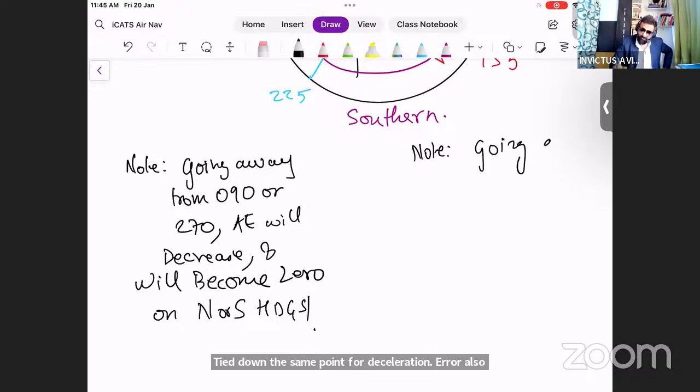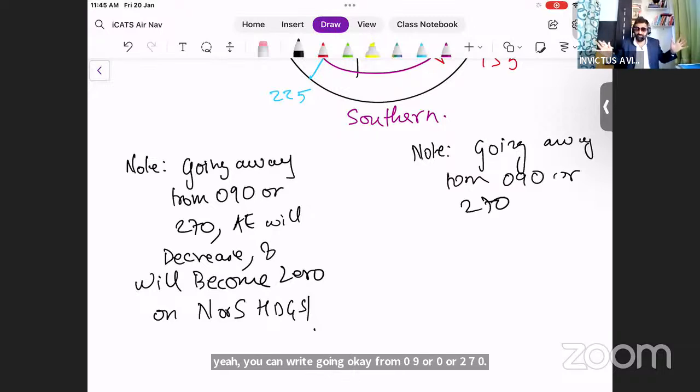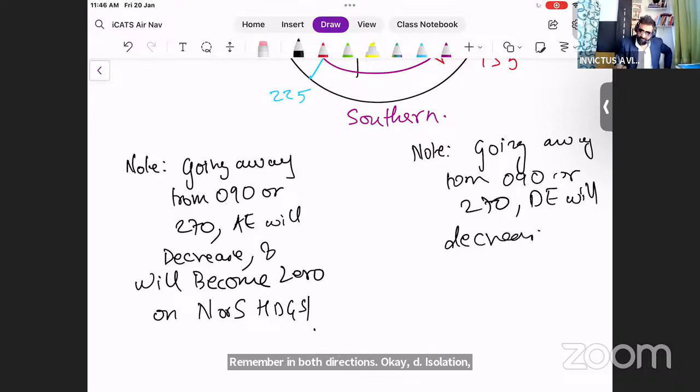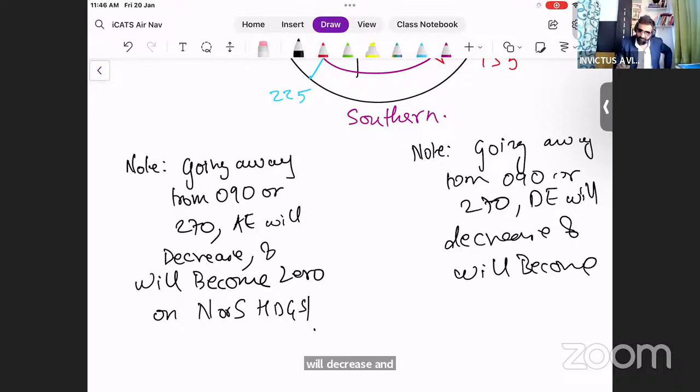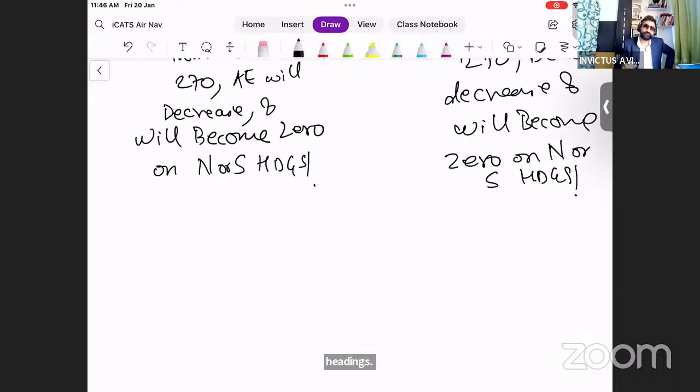So here you can write: going away from 090 or 270, remember in both directions, okay? Deceleration error will decrease and will become 0 on northern or southern headings. Any doubts?